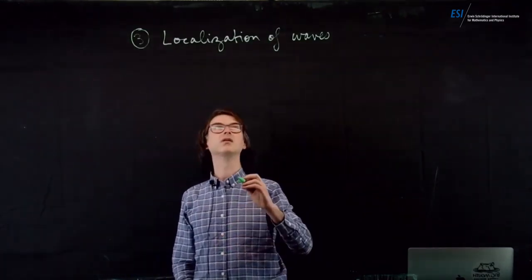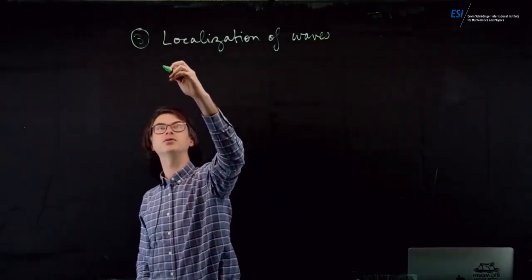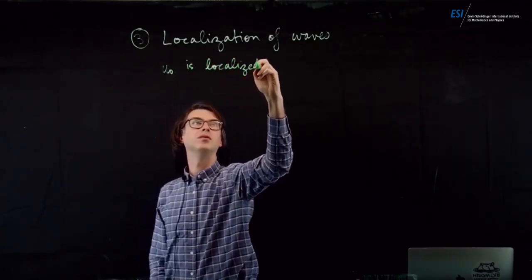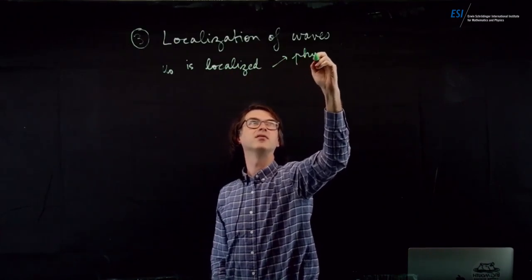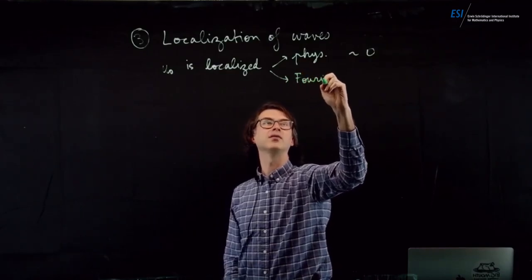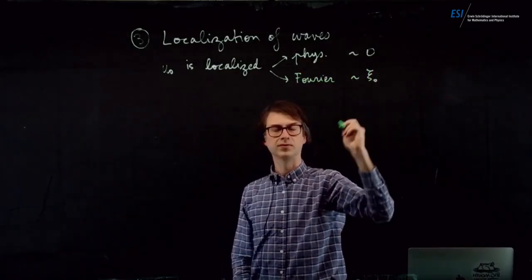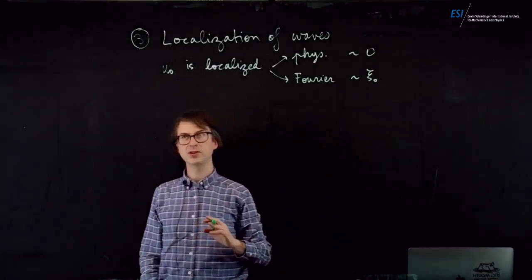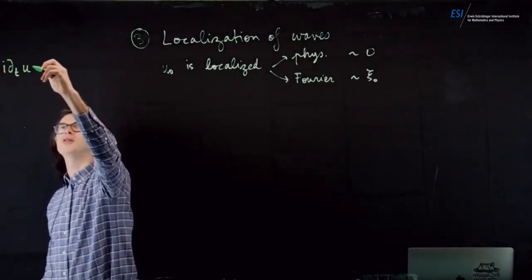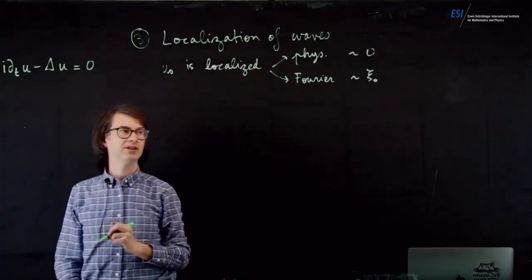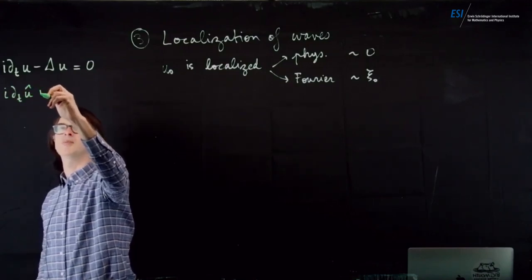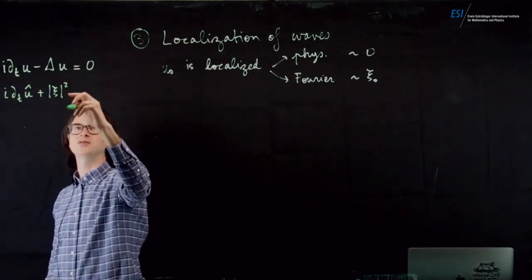So let's assume that u naught is localized in physical space around zero, and in Fourier space around some xi naught. So a formula that we'll use all the time, so maybe let me do the small computation, how to solve the linear Schrödinger equation with zero potential. So you start from this, you take the Fourier transform. So the Laplacian becomes plus xi squared. Xi is the Fourier variable.